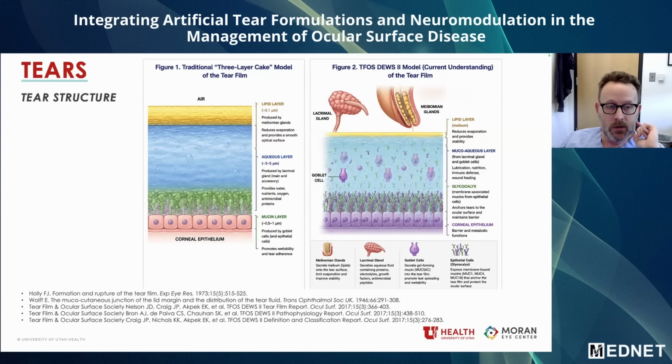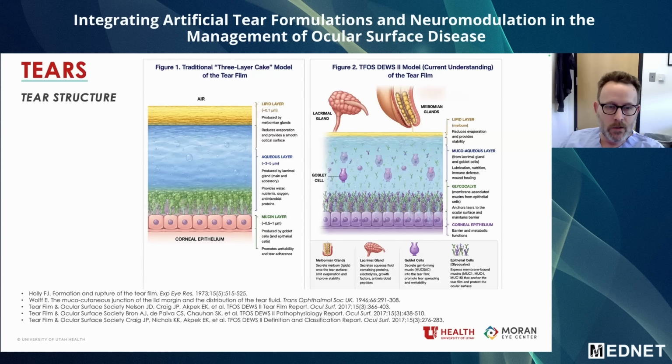So the lipid layer, which is on top, is produced primarily by the meibomian glands, which live on the margin of your eyelid. Its primary role is to slow evaporation and stabilize the tear film between blinks. When this layer becomes deficient, evaporation accelerates and dry eye gets worse.